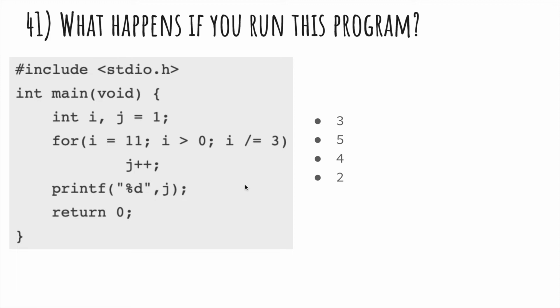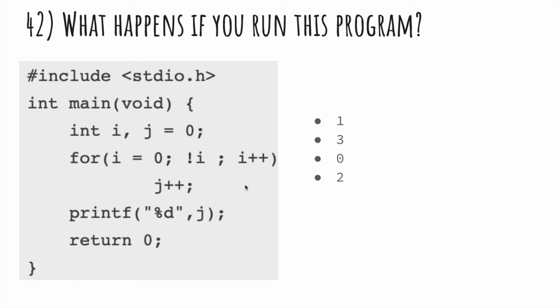i is 11, and while i is greater than 0, we're going to divide it by 3 and add 1 to j. So j is going to be 2 the first time, and then 11 divided by 3, rounding down, we'll get 3. 3 is greater than 0. Add 1 to j. j is now 3. 3 divided by 3 is 1, which is greater than 0. So we'll add 1 to j and now have 4 for j. And 1 divided by 3 is 0, so it's going to output 4 for j.